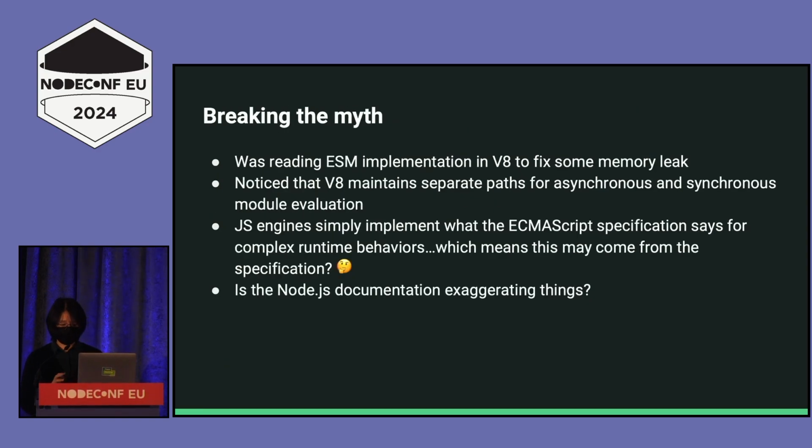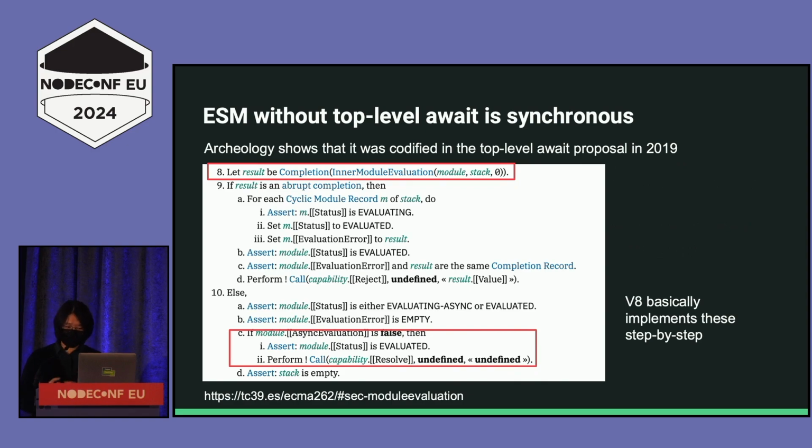And sometime later, I happened to be reading the ESM implementation in V8 to fix a memory leak. And then I noticed, wait, V8 has separate paths for synchronous and asynchronous module evaluation. And usually for complex runtime behaviors like this, the JavaScript engines just follow what the specification says almost to the letter. So I was wondering, maybe this was what the specification said. Maybe it was the Node documentation that was exaggerating. And that turned out to be true.